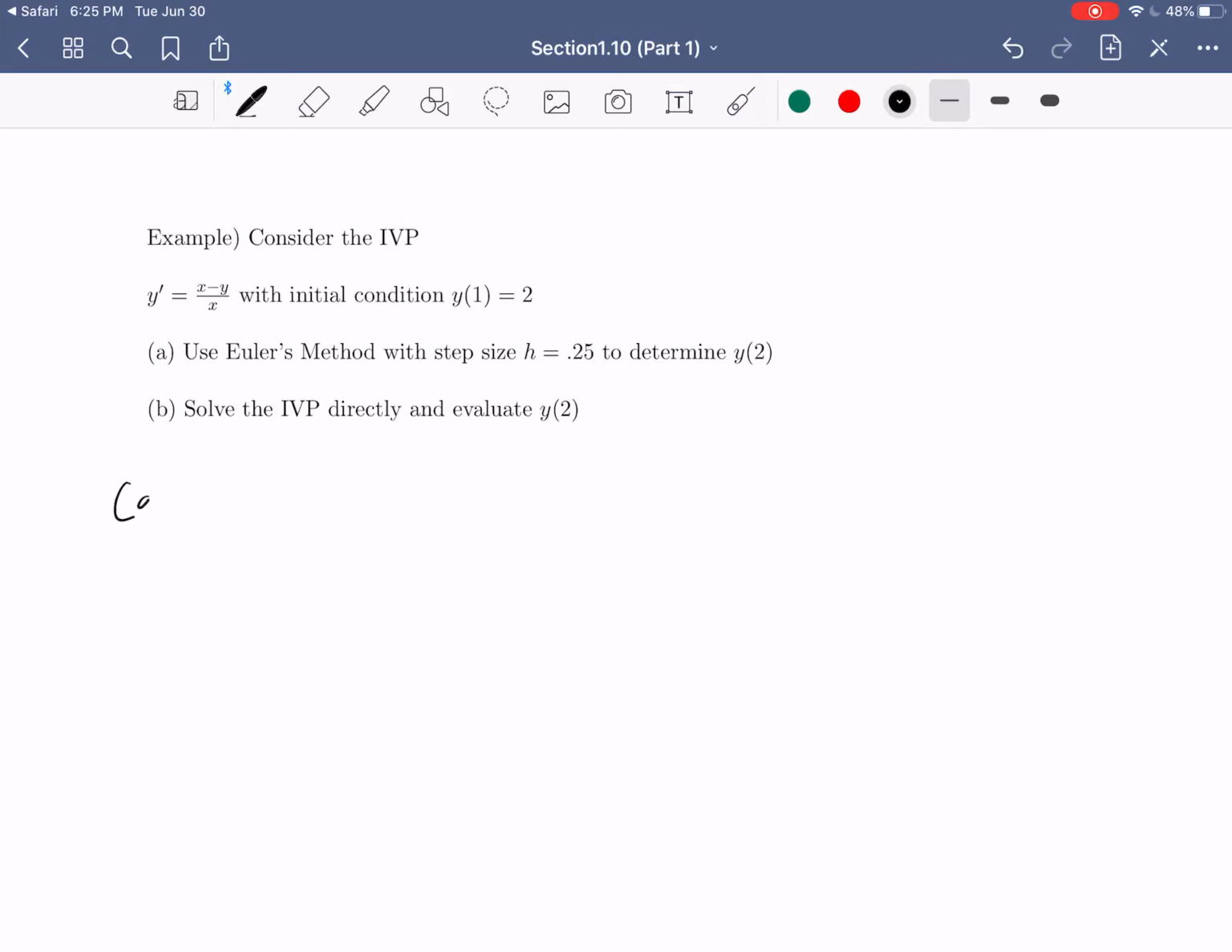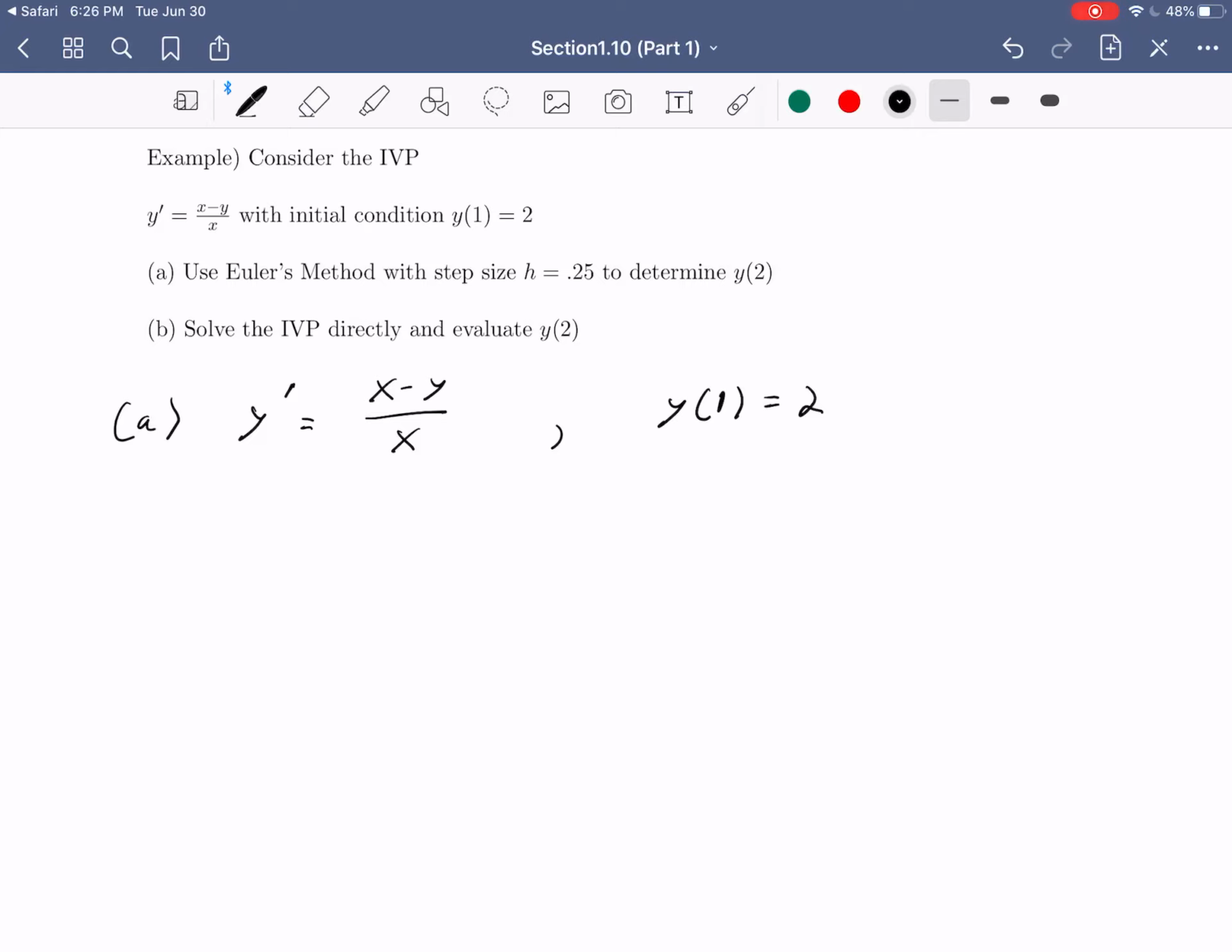So for A, let's have a nice way of writing this up. We have our y prime is (x minus y) over x, so that is in the correct format, and our initial condition is y of 1 equals 2. So I like to make a little table. There's going to be my n, and n sub 0 is going to be my initial. So we have x sub n and y sub n, which are going to be your initial condition. So my initial x is 1 and my initial y is 2. So you can see x sub 0 is 1, y sub 0 is going to be 2 here.